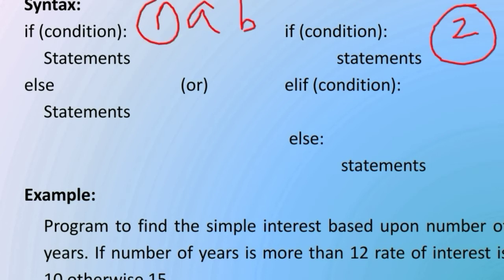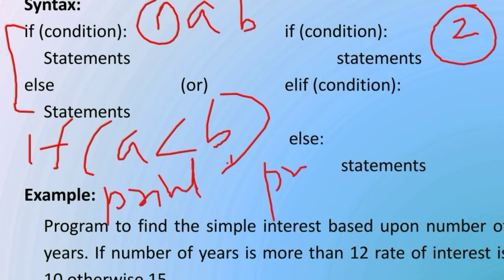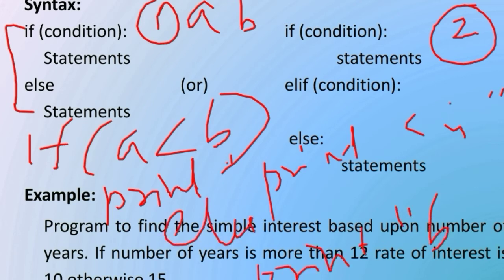Then we use the first syntax, that is, if A is less than B, then the print statement is used to print A is minimum, else print B is minimum. So here only one condition is checked, that is A less than B.